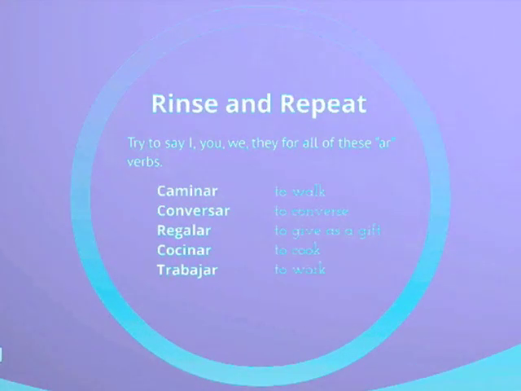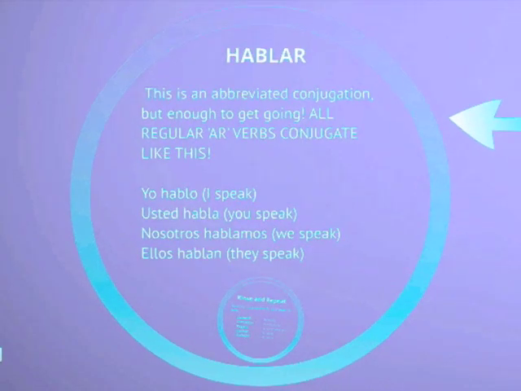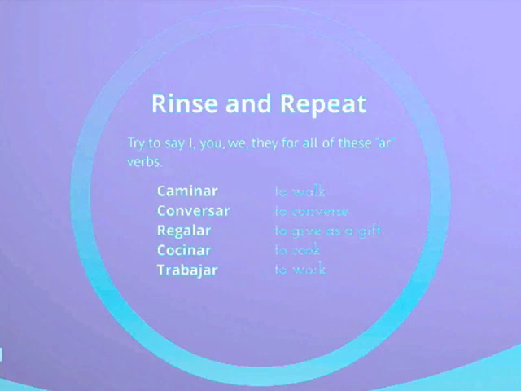So what did we just learn? O, a, amos, an, right? Is that how it went? Let's look again. Yeah, that's right. O, a, amos, an. That's our template. Now let's try to rinse and repeat. Try to say I, you, we, they for all these regular AR verbs. Our template, remember, is o, a, amos, an.